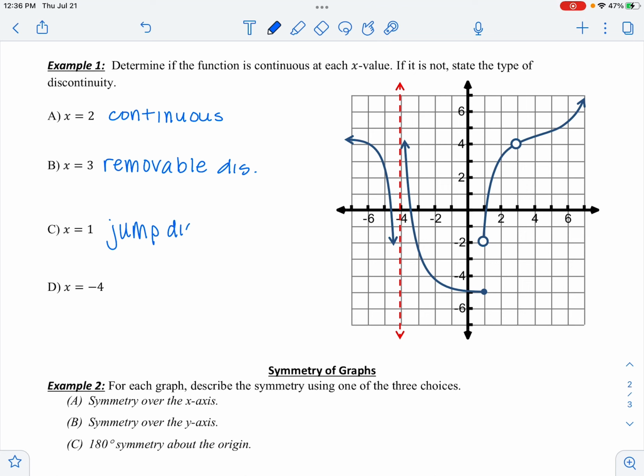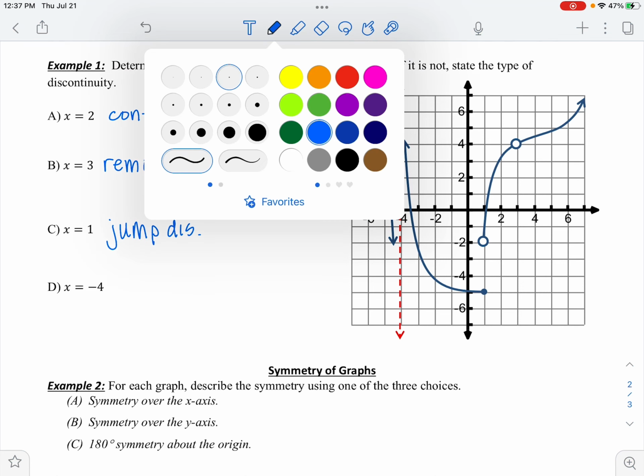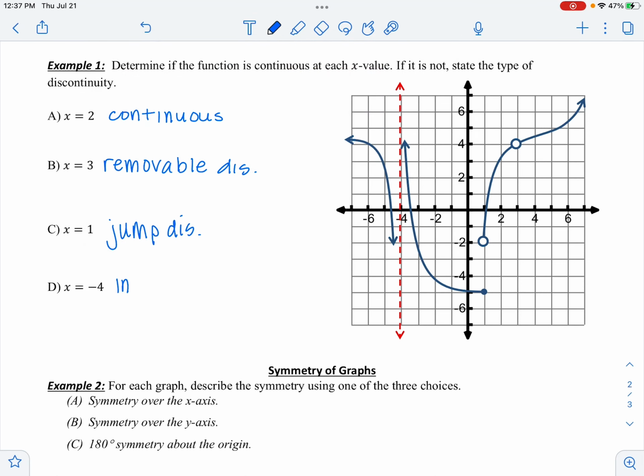And then last, but certainly not least, we have x equals -4. Right there, you can see that's an asymptote. There's no points at all right there. It breaks up the function into two different pieces. That asymptote goes on forever and ever and ever. I think of the word infinite. So this is an infinite discontinuity.